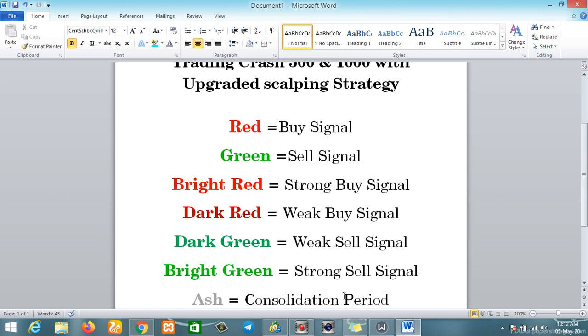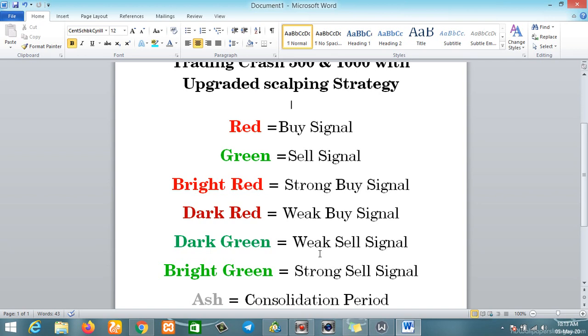Okay, so the dark red is for a weak buy signal. So whenever you see the dark red, you are not supposed to be trading, because you need to confirm the trend before you start trading it. Okay, so the dark green is for weak sell signal. Now in crash, the green is like trading the crashes, just like trading the spike in boom.